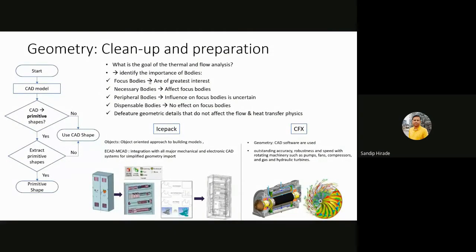There are peripheral bodies which may or may not have an influence, but you are not certain. In that condition, you can keep those peripheral bodies in your simulation. There are dispensable bodies, which if I remove from the CFD domain, there won't be any impact on the results. So you have to remove all those dispensable bodies from your CAD model in order to get a clean CFD model. I have shown how this is used in an electronic simulation, where you can see a panel, and this panel is converted into a simplified model, and then we do a simulation only on the focus, necessary and peripheral, only three types of bodies. We don't consider dispensable bodies, and we also defeature the geometrical details that do not affect the flow and heat transfer physics.